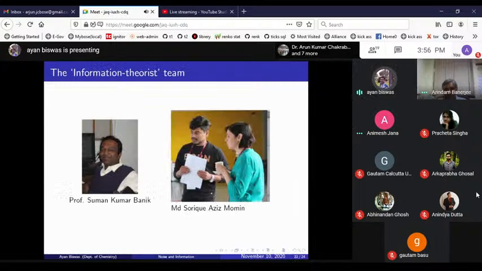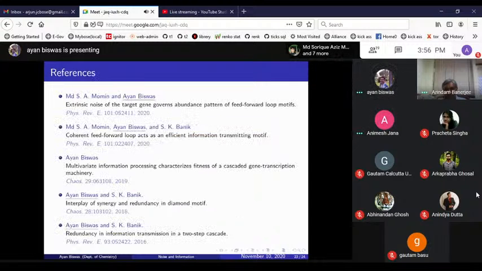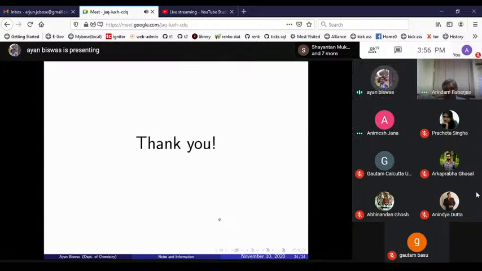Now, I would like to acknowledge my mentor and my junior colleague with whom the FFL work was done. And these are the references for you if you want to know the complete picture. So the first two are the FFL ones. This one is my single author paper, the third project. And these are some of the information theoretic work which we did for the diamond motif and a two-step cascade. So thank you all.